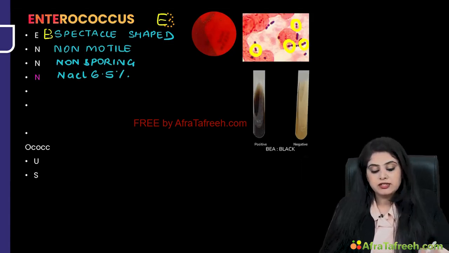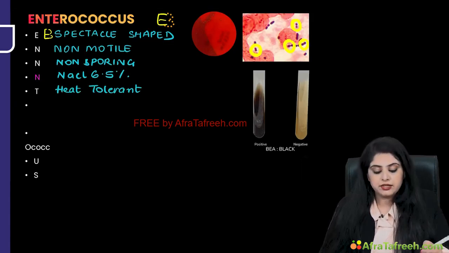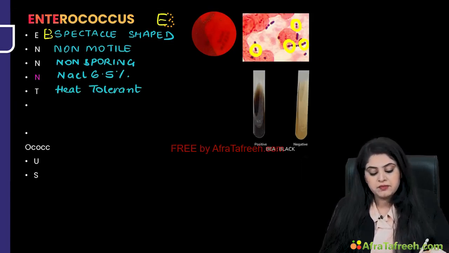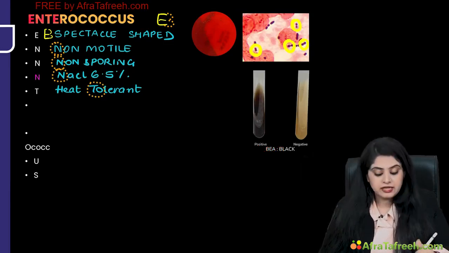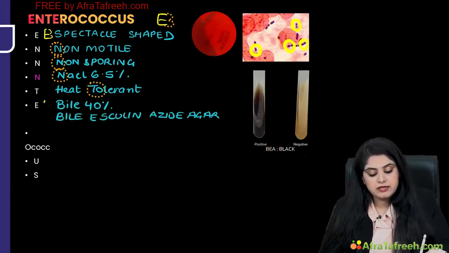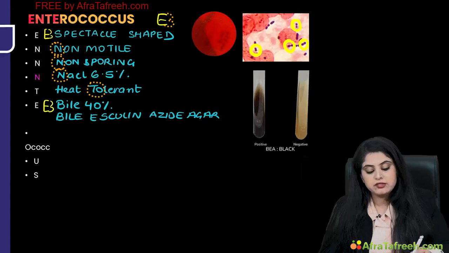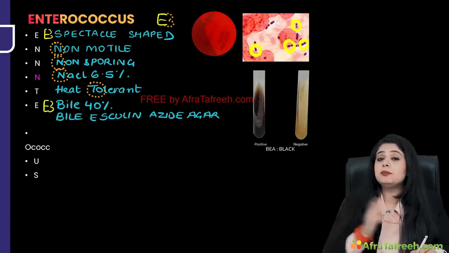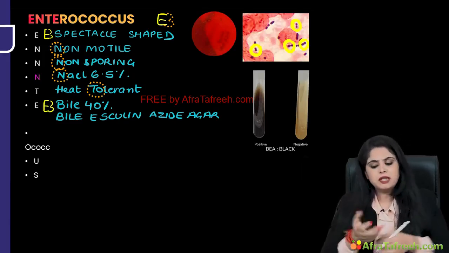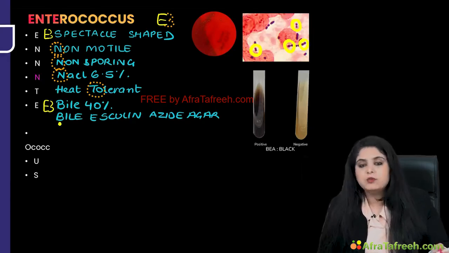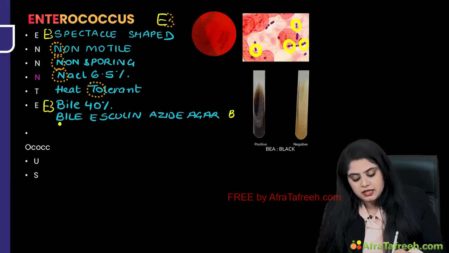Then what is the T? What else can it tolerate? Guys, it is also heat tolerant. It is also tolerant to heat. So simple. It is non-motile, it is non-sporing, it is NaCl tolerance of 6.5%, and it is tolerant to heat. Now entero, another E coming up, but I had a rule, the E will always be changed into a B. So is it resistant to bile? Yes, even 40% bile it can tolerate. You'll say, ma'am, it is so nice, it can tolerate 40% bile, grow it in bile. The agar that you will use is the BEA agar, the bile esculin azide agar. That is what they will say.